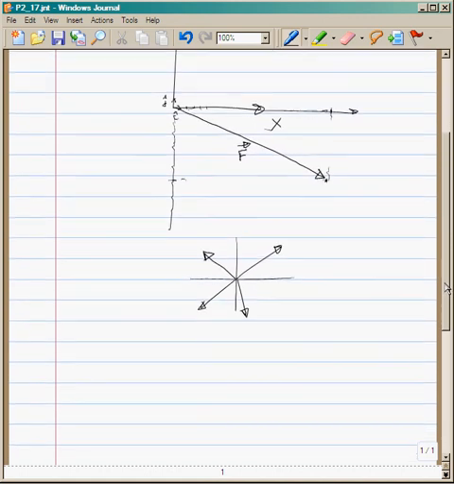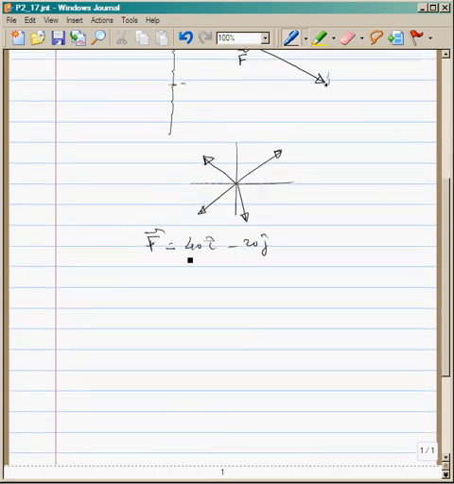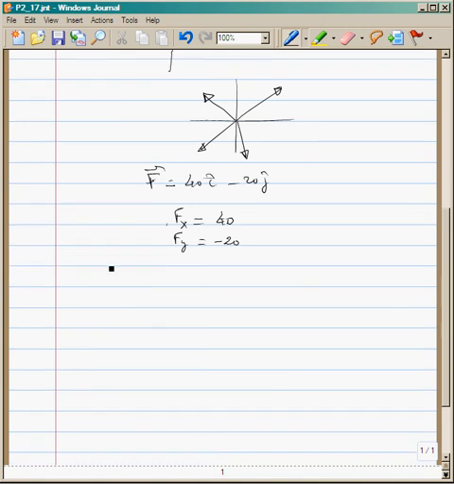So they're asking us for the magnitude of F. Since F is equal to 40I minus 20J, Fx is 40, Fy is minus 20, therefore the magnitude is the square of both. You add them up, you take the square root, you end up with the magnitude. So in this case you have 40.